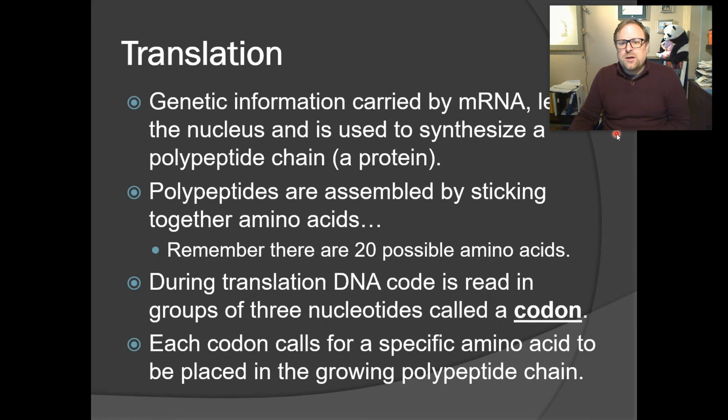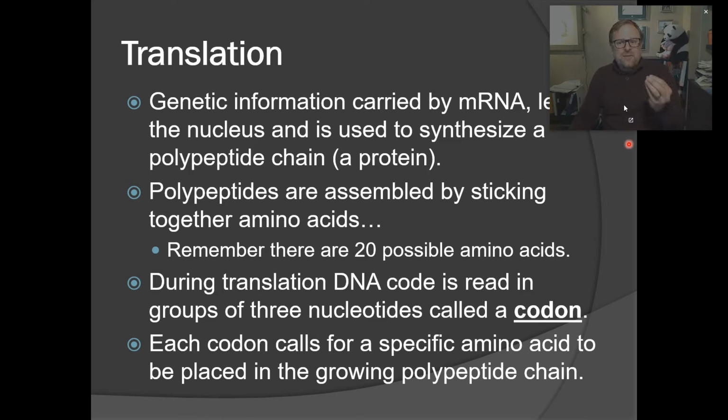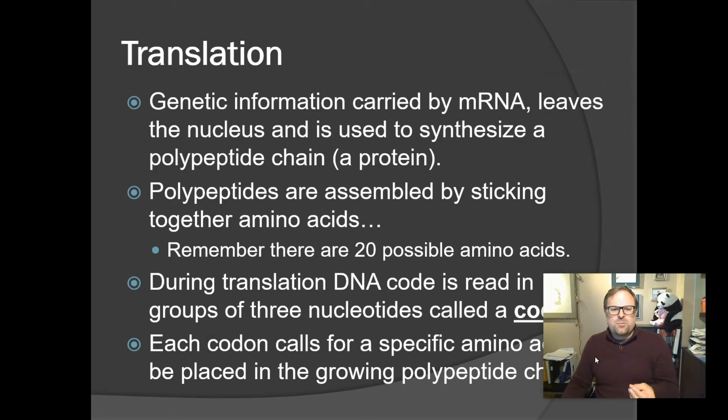Otherwise, we're going to continue on to translation. So to set the stage, we've got that sequence of DNA has been read and transcribed into a piece of messenger RNA that has snaked its way out of the nucleus and into the cytoplasm. Now what needs to happen is we need to take that and turn it into a protein. We need to translate it into a protein.